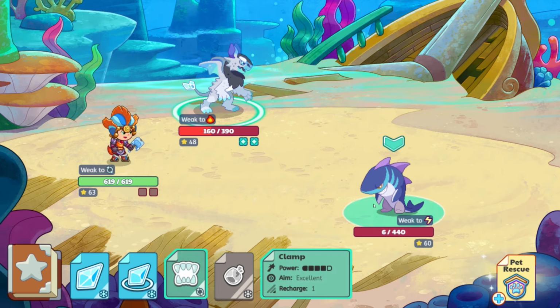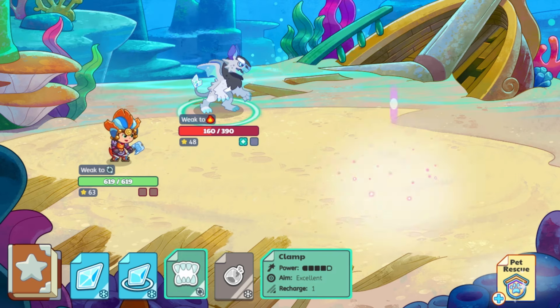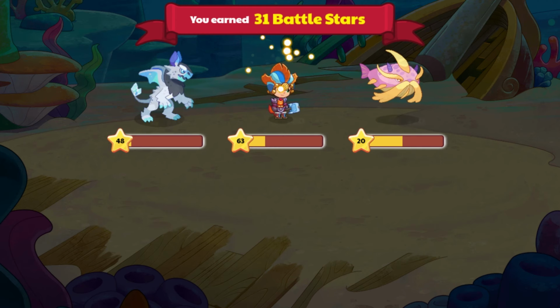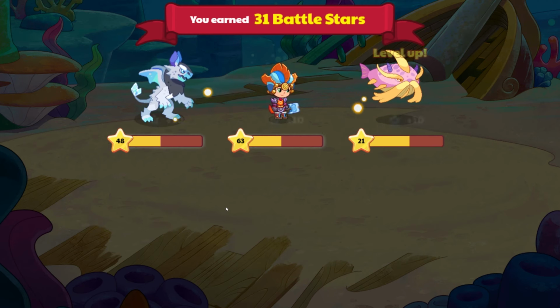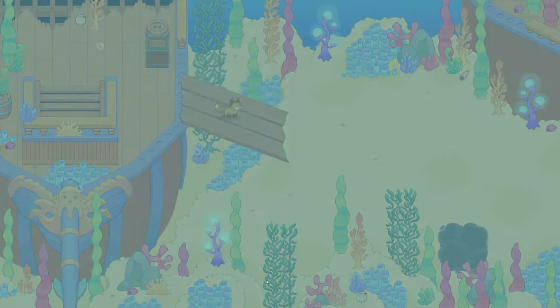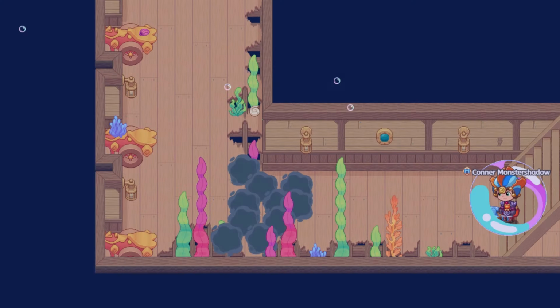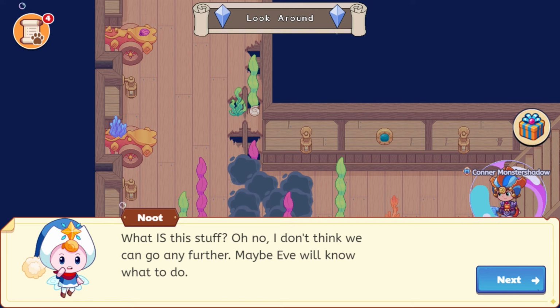Let's go ahead and clamp onto him to finish this off. And there we go. Get up to level 21, so I'm feeling a little bit better about Cloud Gobbler's sustainability here. And let's go ahead and head on down. What is this stuff? I have no idea. Newt, I don't think we can go any further. Maybe Eve will know what to do. Hopefully she will.